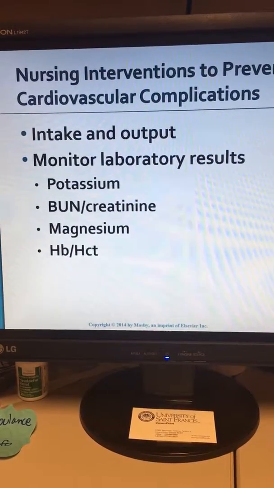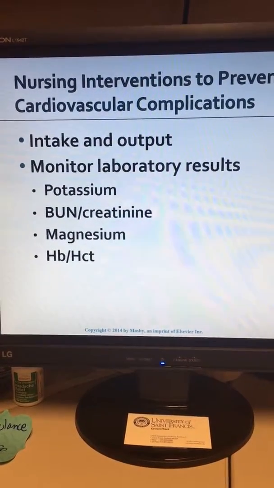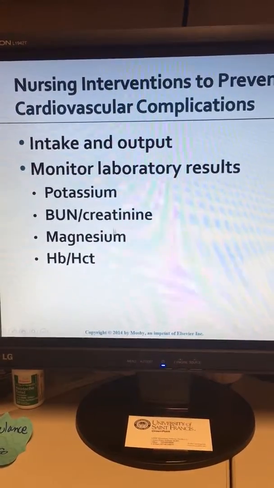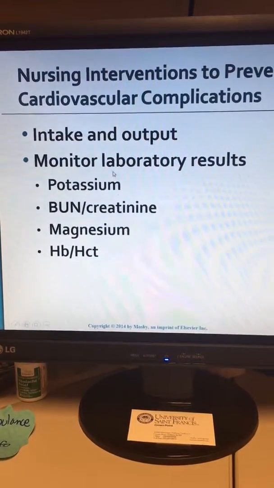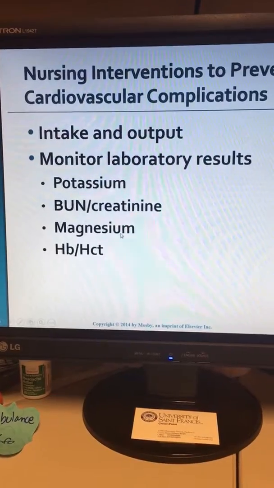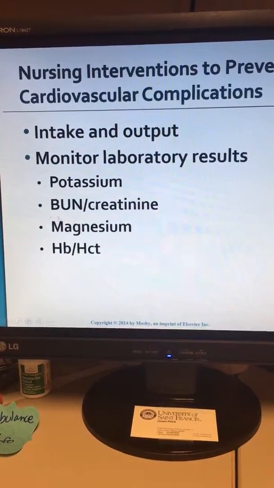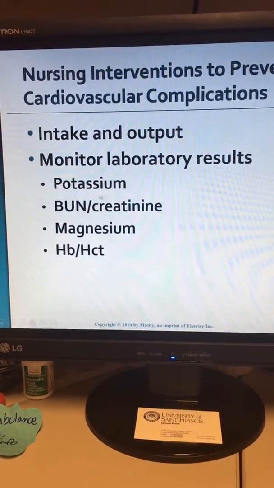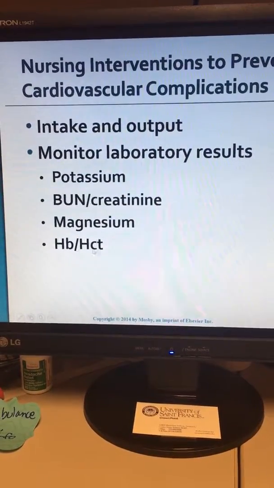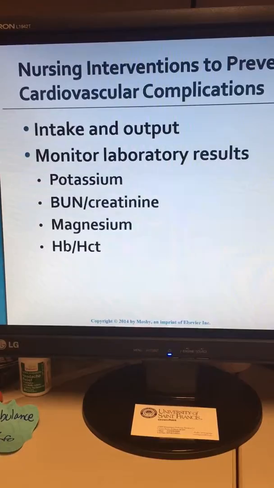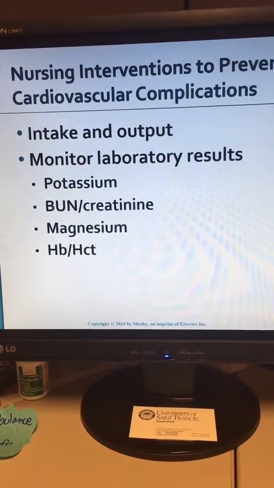So I&O, and then we're going to check all of these lab values. We're going to check potassium, BUN, creatinine. And then we're going to check a magnesium, because remember, cardiac-wise, potassium and magnesium go together. BUN, creatinine, what's our fluid status? What is my kidney function? And hemoglobin and hematocrit. Did we have an excessive blood loss?